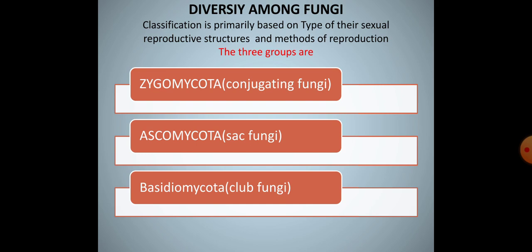Zygomycota are called so because zygospores are produced after the fusion of nuclei at their tips, and Ascomycota are called sac fungi because an ascus is produced during sexual reproduction, which contains sexual spores. Basidiomycota are called so because their sporangium or fruiting bodies are club shaped, in which spores are produced.